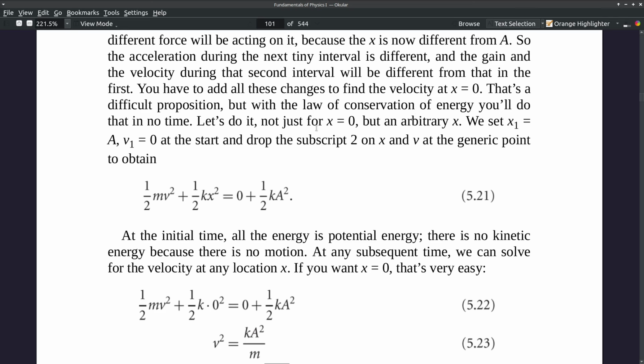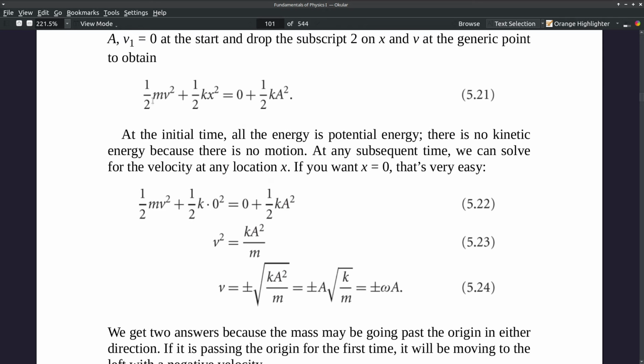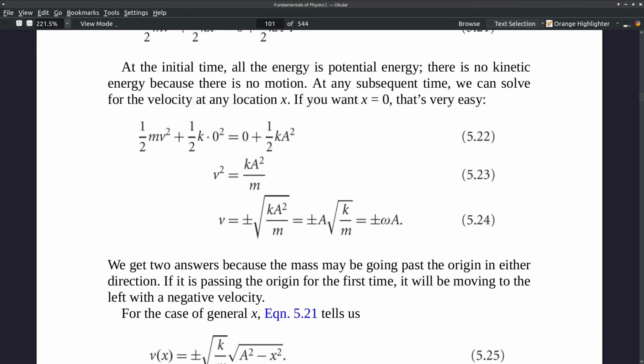Let's do it, not just for x equals 0, but for an arbitrary x. We set x sub 1 equal to A and v sub 1 equal to 0 at the start. And we drop the subscript 2 on x and v at the generic point to obtain the generalized equation: 1/2 mv squared plus 1/2 kx squared equals 0 plus 1/2 kA squared. At the initial time, all the energy is potential energy. There is no kinetic energy because there's no motion. At any subsequent time, we can solve for the velocity at any location x.